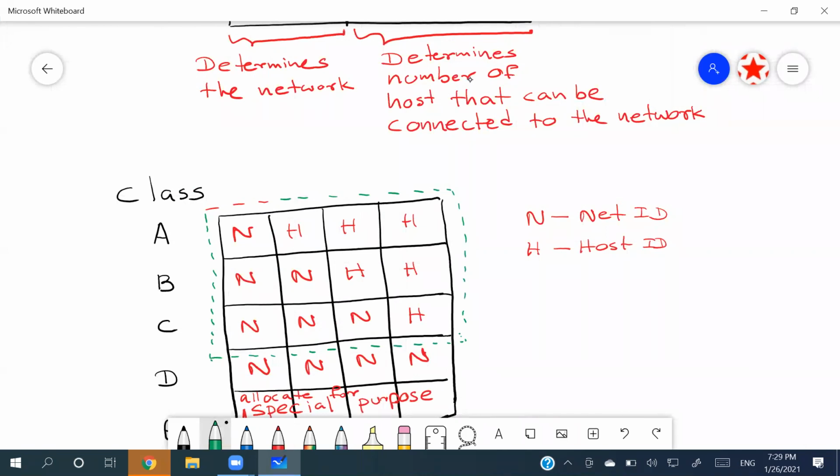Right? This is the first octet. This is the second octet. This is the third octet. And this is the fourth octet.